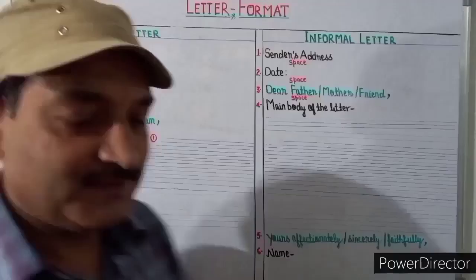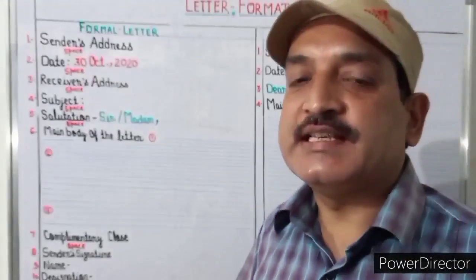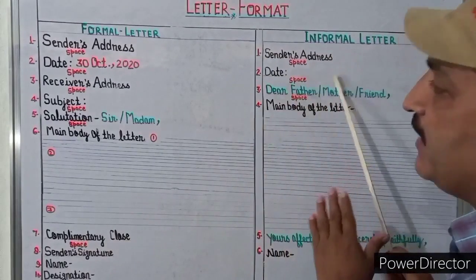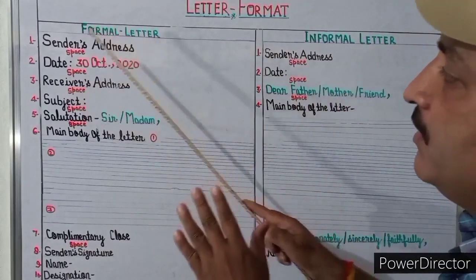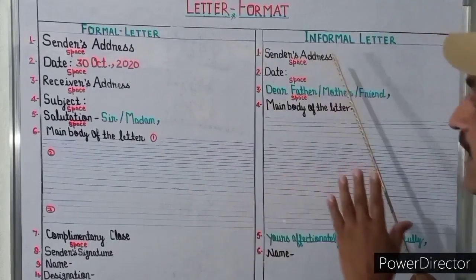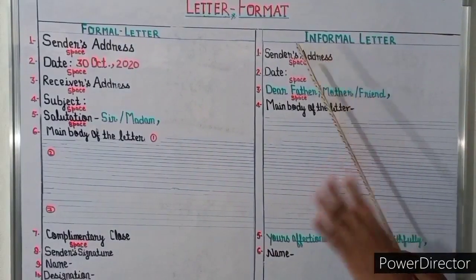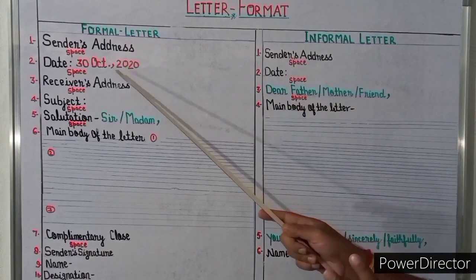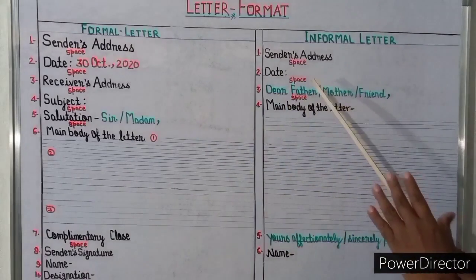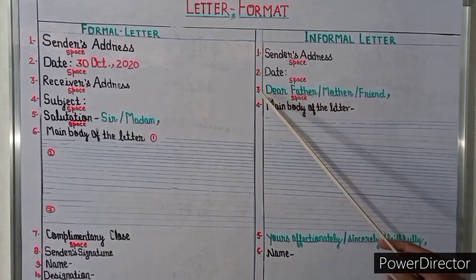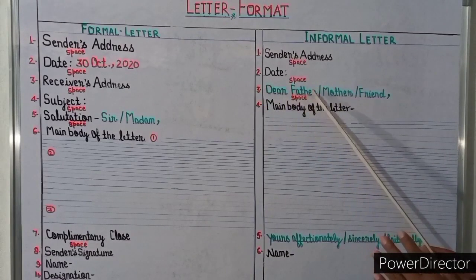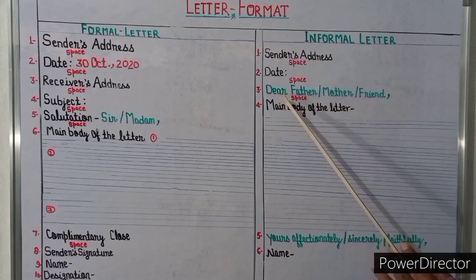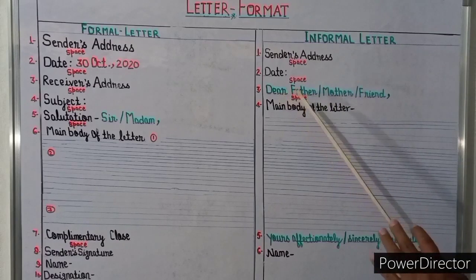Okay, dear students. Let us now discuss the format of an informal letter. The first point is the same as we have read in the formal letter: sender's address, in the upper left corner. Then the date format will remain the same as we have seen here. Then you have to leave a line. After that there is point number 3: dear father, dear mother, dear friend. Here you can use such adjectives as dear, respected.